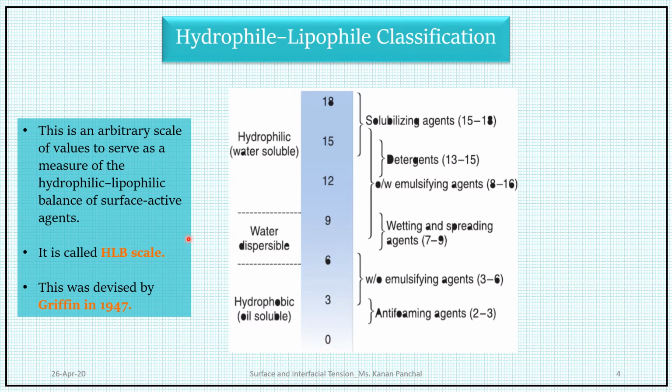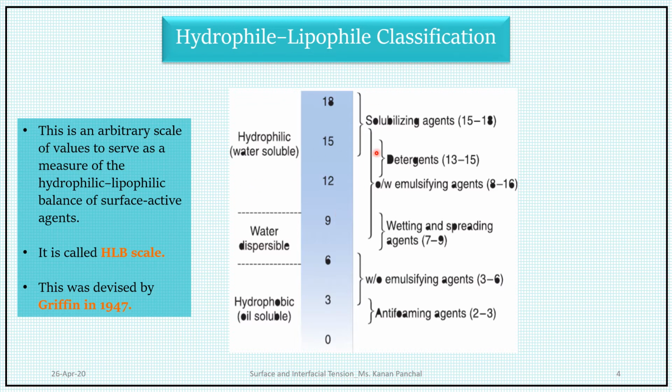Now there exist many types of surfactants. So based on their hydrophilic lipophilic balance, Griffin in 1947 classified these surfactants as per their HLB values. Now this is an HLB scale. It usually ranges from 0 to 18. In some textbooks you'll also find it from 0 to 20.